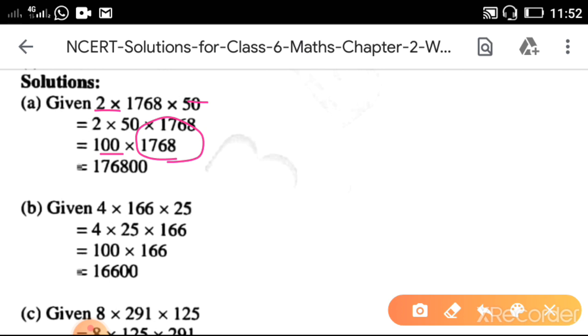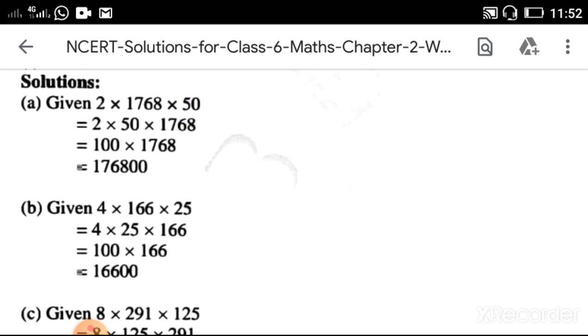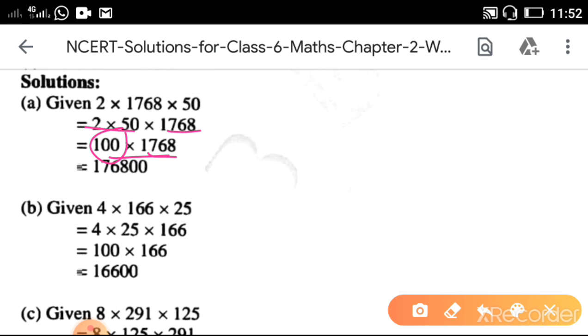So how have you arranged the numbers here? 2 and 50 and then 1768. Now multiply 2 and 50. Here the answer is 100 and again 1768 as it is. Now multiply these two numbers. So one by one, step by step, rearrange the numbers and multiply them.